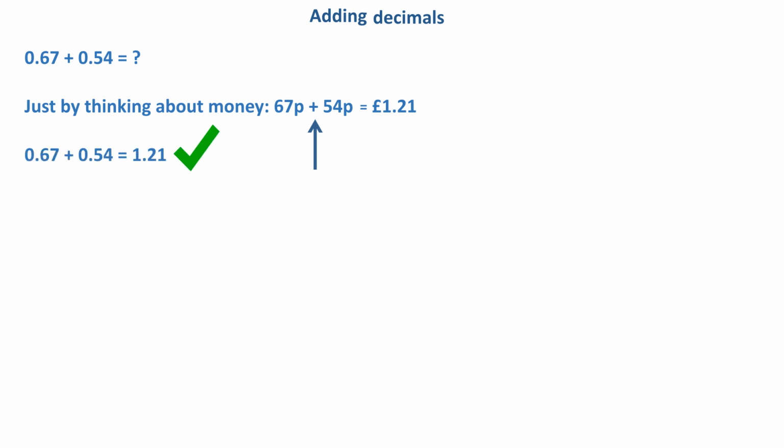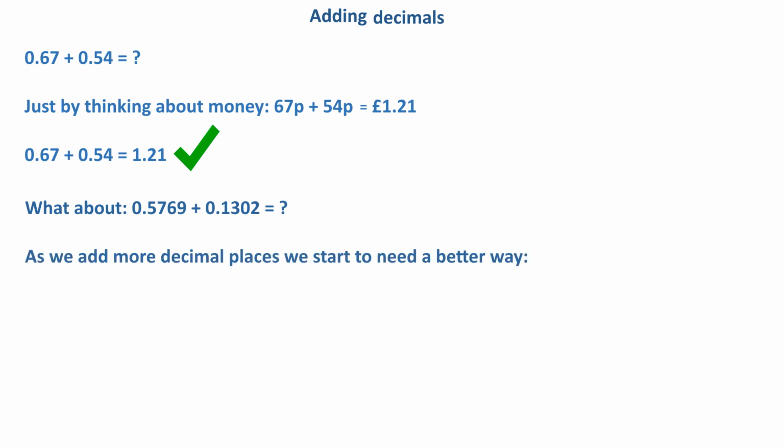Now, what if we make this a little bit more complicated and we had the sum 0.5769, so we've got 5 tenths, 7 hundredths, 6 thousandths, and 9 ten thousandths, and we added on to this decimal 0.1302. Well, you can see that as we add more decimal places, we start to need a better way of doing things. We can't really think about these decimals as money because in money we only have 2 decimal places. There's only 100 pence to a pound.